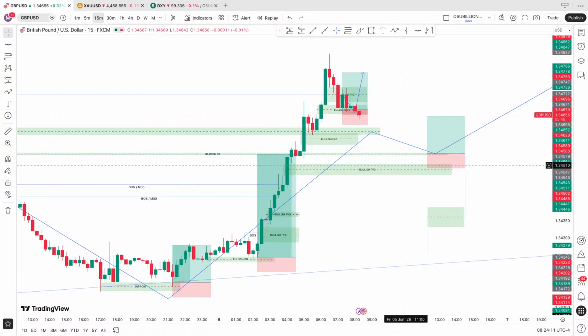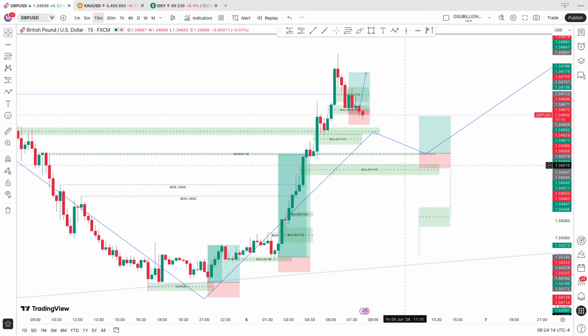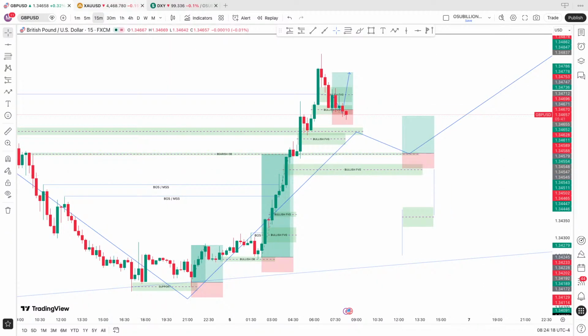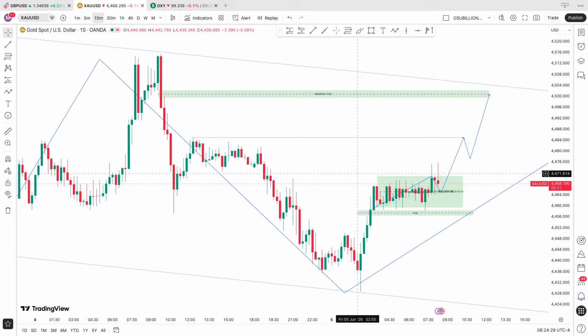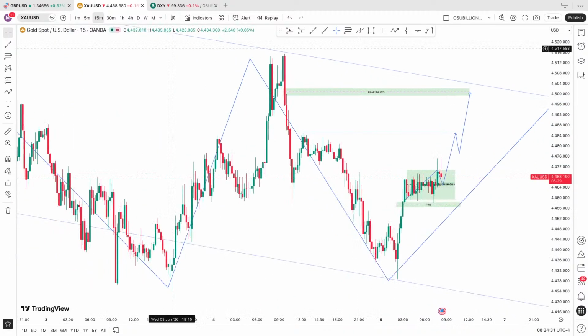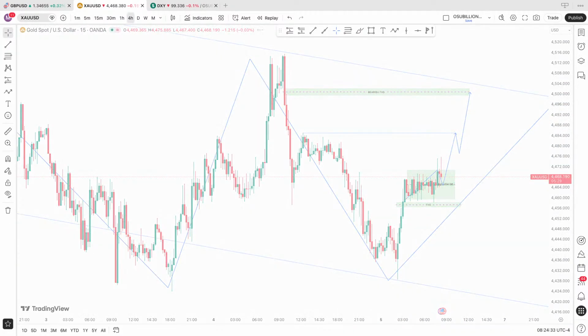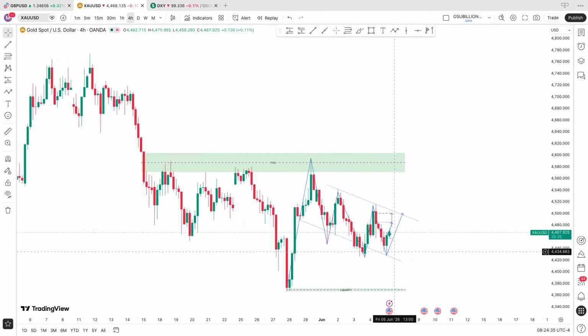Let's scale down to the 15 minutes time frame to see how best the market is going to play for us. Initially, we also tried to analyze gold, and based on the gold analysis, for those who are trading gold, this is the gold analysis, and still bullish. Let's go to the 4 hour, looking out for trading in the zone.